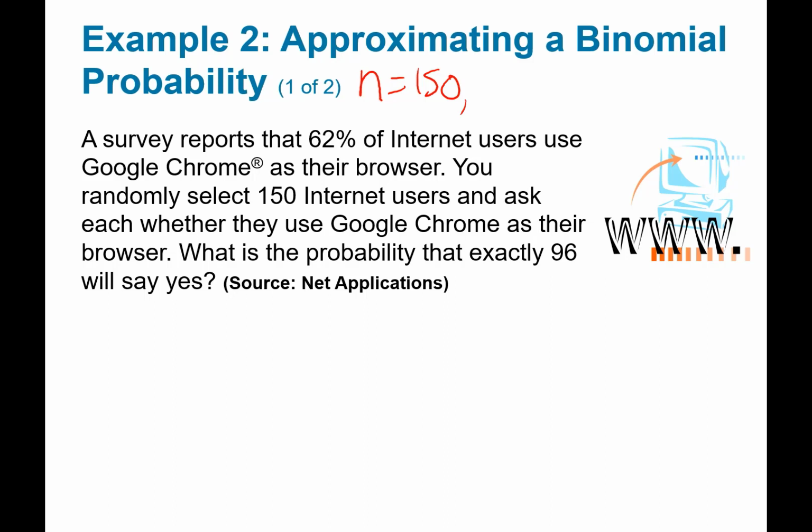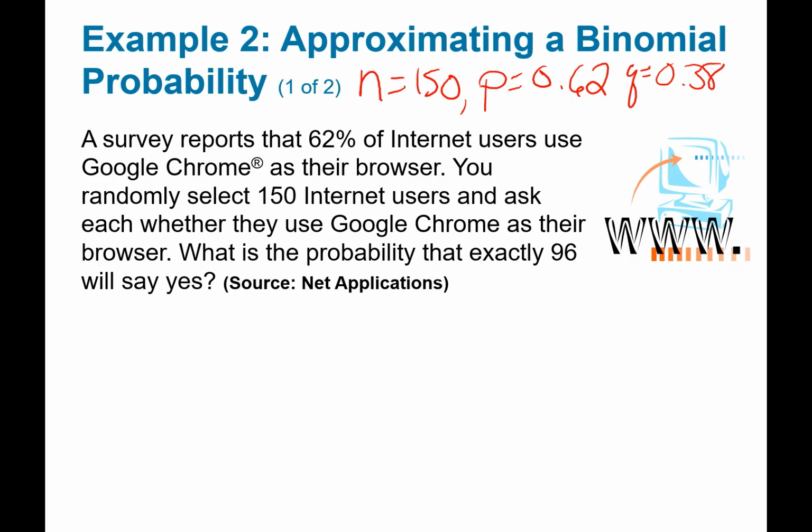Since we're looking for the probability that they say yes, in other words, they use Google Chrome as their browser, our probability of success, p, is the probability that the individual selected uses Google Chrome, which is 0.62. Which then means q, which is 1 minus 0.62, so always 1 minus p, is 0.38. And so we do have a binomial distribution.